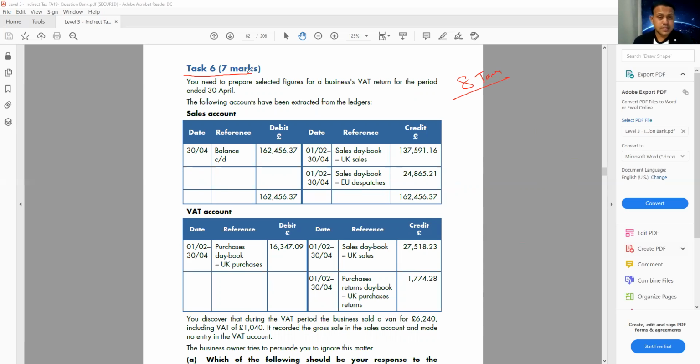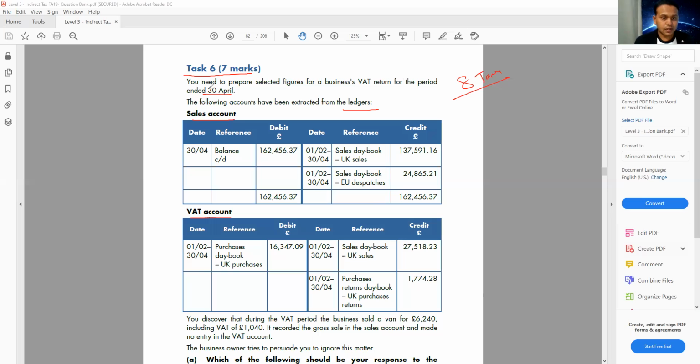Okay, so let's have a look at that. You need to prepare selected figures for a business VAT return for the period ending 30 April. The following accounts have been extracted from the ledgers: the sales account and the VAT account. For VAT purposes, mainly look at the VAT account, but for boxes 6 and 7, we need the sales daybook and the sales return daybook as well.